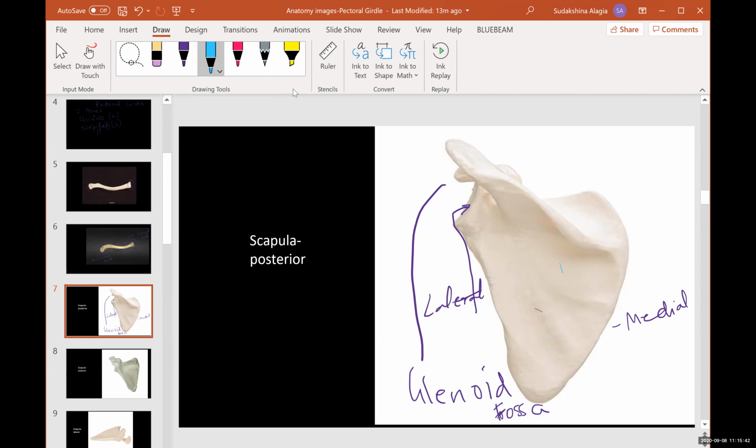All right, so now that we know lateral and medial, guess what? We call this border the medial border.